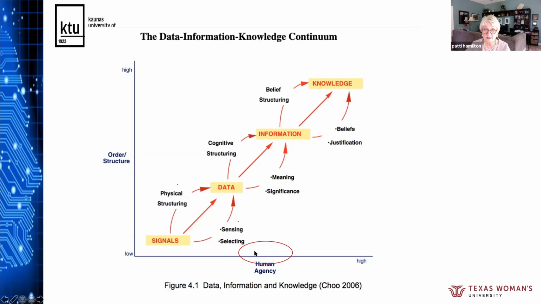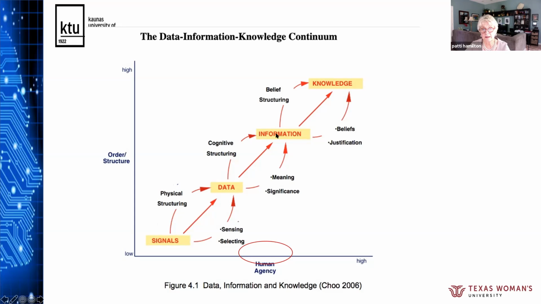But we're increasing our human agency requirement when we move from data to information. Which of these data have meaning for us, and what is the significance of that meaning? And that requires more cognitive structuring still. Here we're just physically structuring our data. Here we're thinking about which data are really informing us of what's going on.